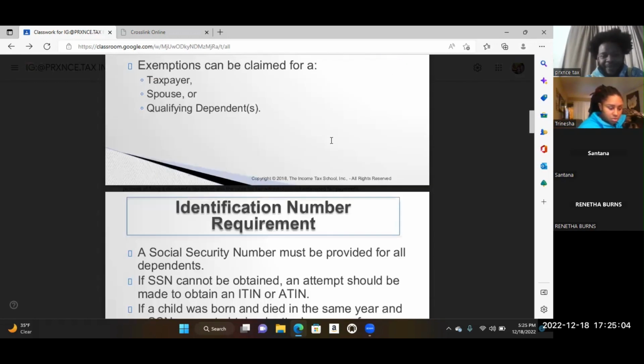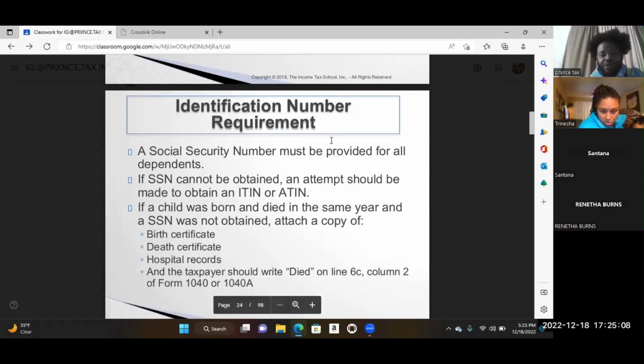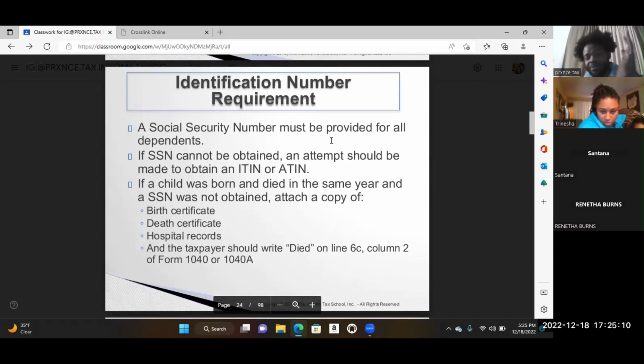So that's that. All right. Identification number requirement. A social security number must be provided for all dependents. So you can't say somebody's your dependent and you don't have their social security number. If a social security number cannot be obtained, an attempt should be made to obtain an ITIN or ATIN.